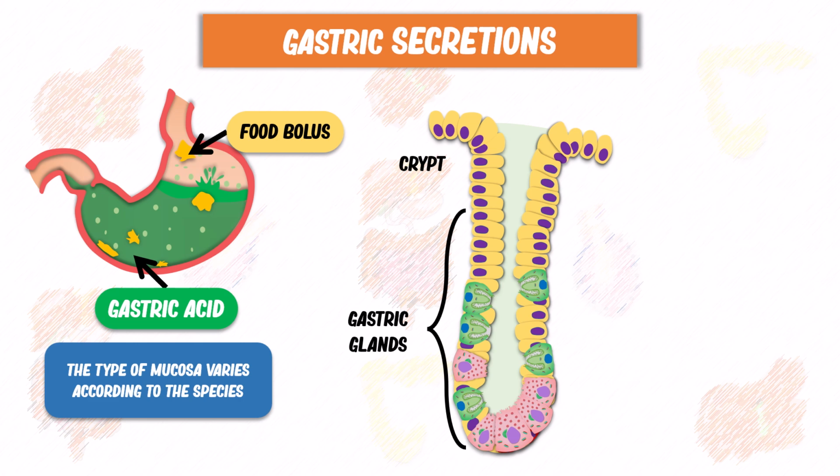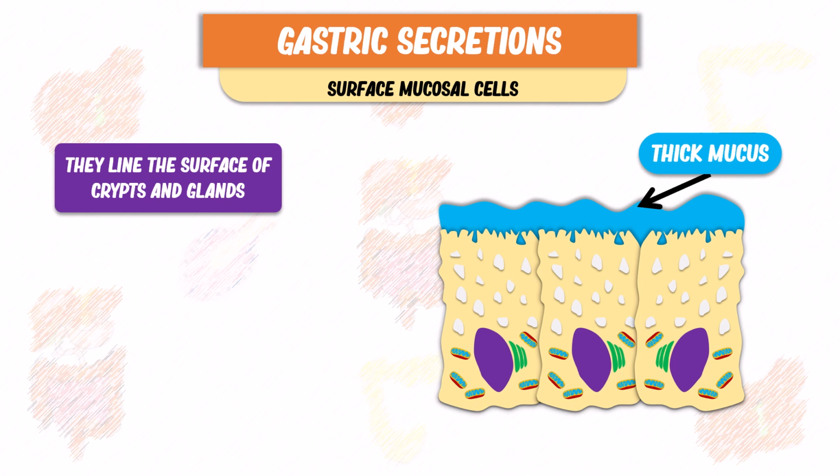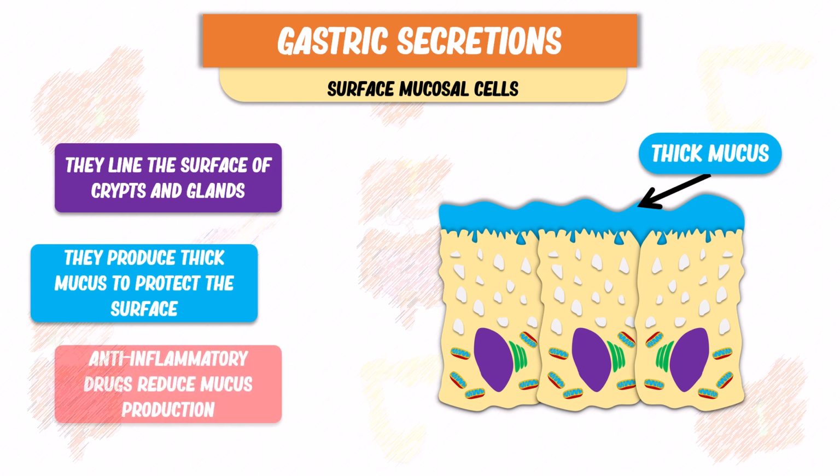Within these glands, there are several cell types, but I will focus on three: surface mucosal cells, chief cells, and parietal cells. Surface mucosal cells line the surface of the stomach and the crypts. Their function is to produce thick mucus that protects the stomach lining from hydrochloric acid and mechanical damage. This is why anti-inflammatory medications must be administered cautiously. They can reduce mucus production, exposing the mucosa to acid and mechanical injury.